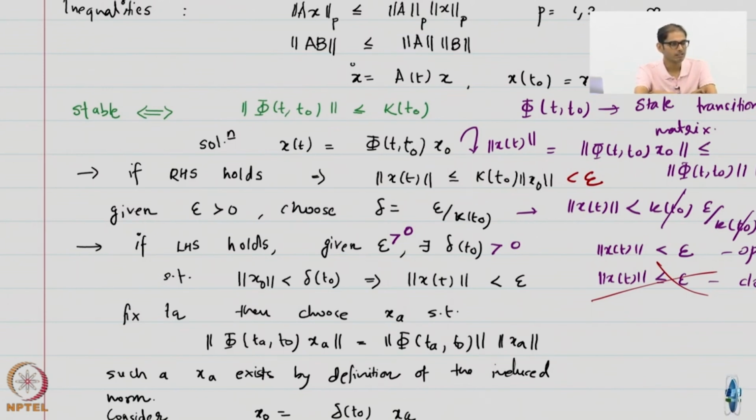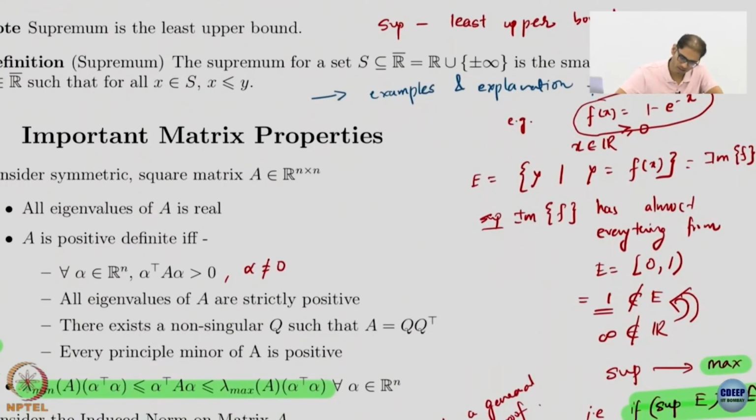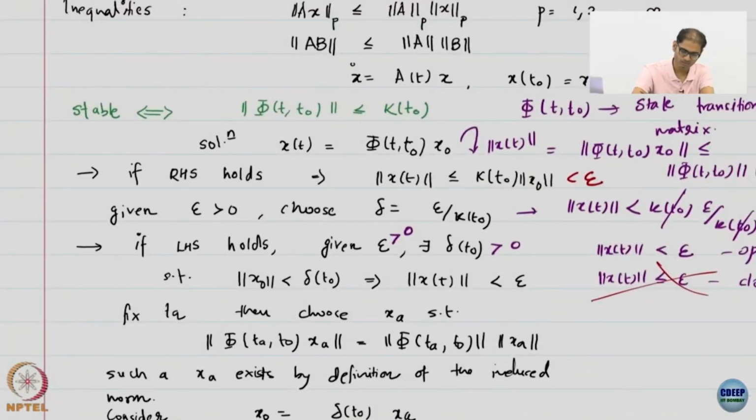Does it work? No. How did we choose it? 1 minus e to the power minus x, and so the set was basically this guy. I get everything from 0 to 1, but the supremum is exactly 1, not in the set and so on. Why do you think this does not happen in this case? How can I get an exact equality here?